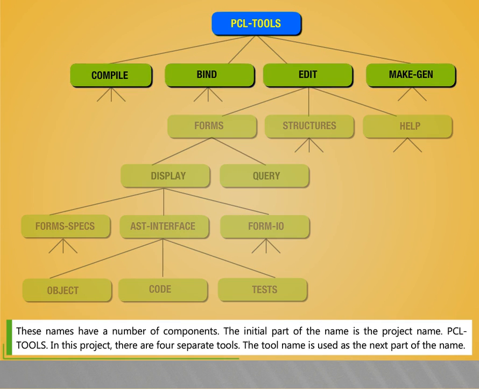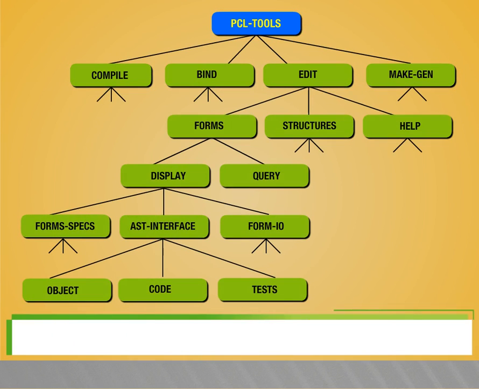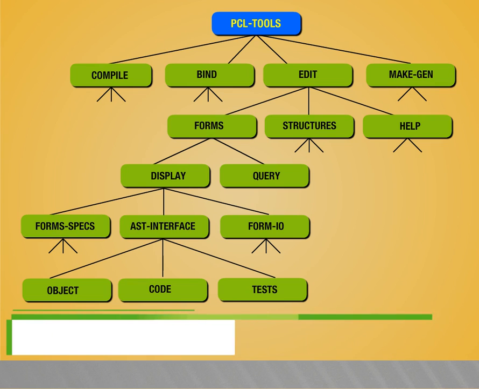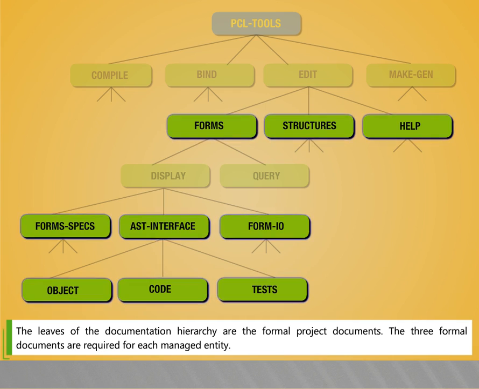These names have a number of components. The initial part of the name is the project name, PCL Tools. In this project, there are four separate tools. The tool name is used as the next part of the name. Each of these tools is made up of different named modules. This decomposition process continues until the base level formal documents. The leaves of the documentation hierarchy are the formal project documents.